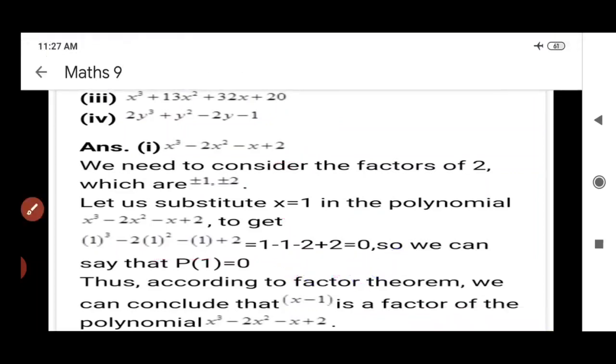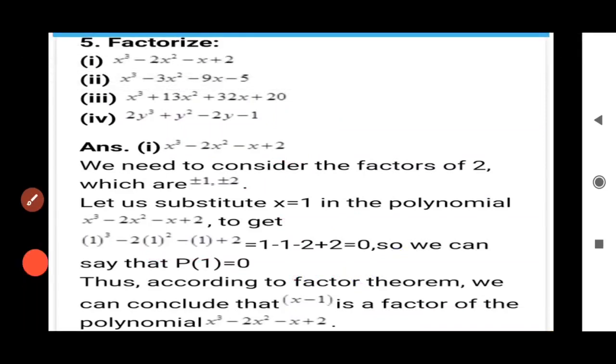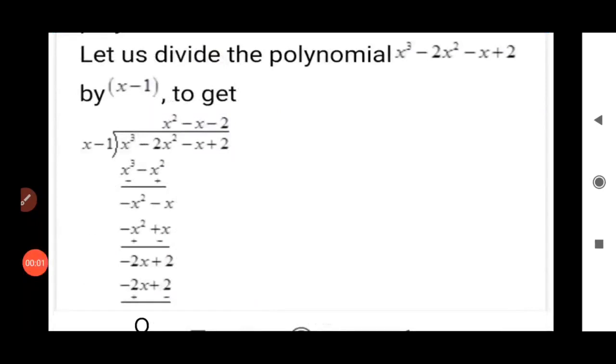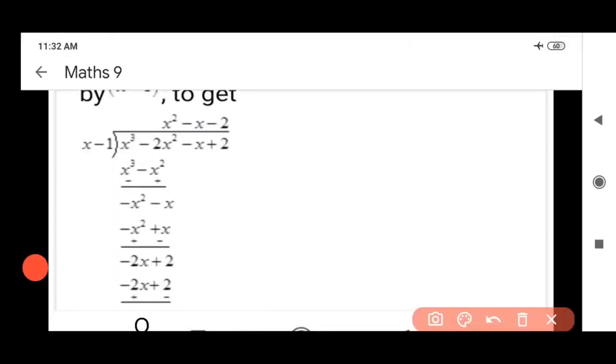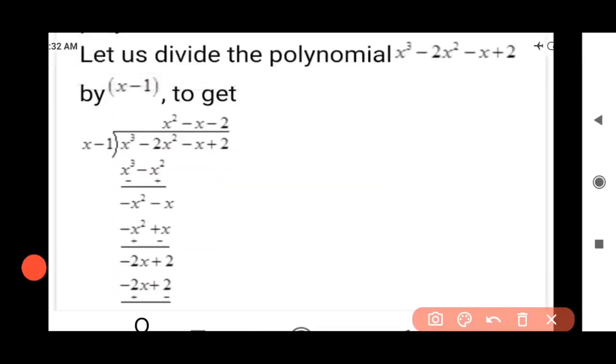According to the factor theorem, we can conclude that x minus 1 is a factor of the polynomial x cube minus 2x squared minus x plus 2. Let us divide the polynomial x cube minus 2x squared minus x plus 2 by x minus 1 to get the quotient.